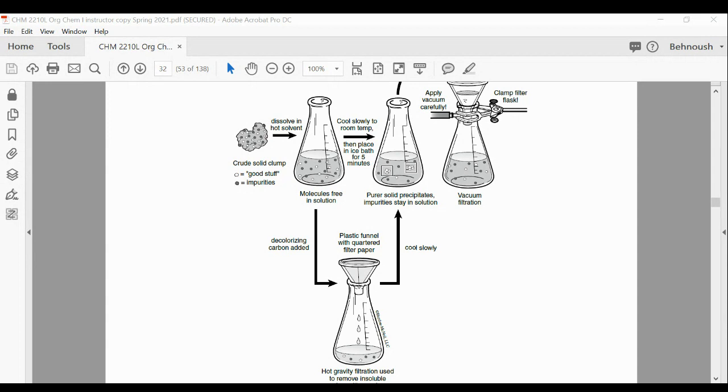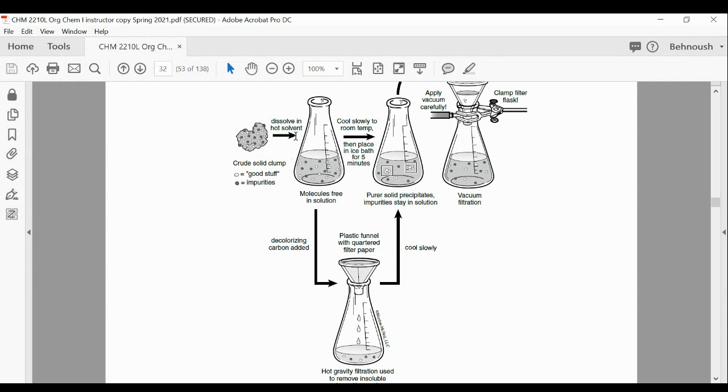So when that's a good solvent, it counts as the good solvent. If you look at this diagram, it also explains basically the entire steps for the recrystallization. You have your crude sample, and your crude sample contains soluble impurities, insoluble impurities, and good stuff, meaning that is your compound. That is the actual sample that you want to recover.